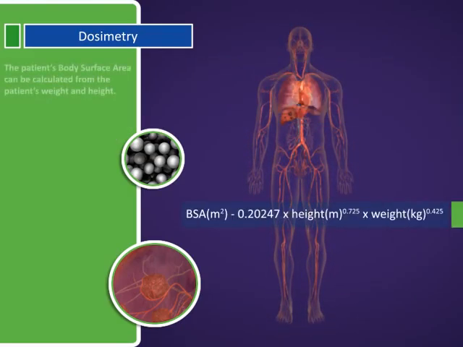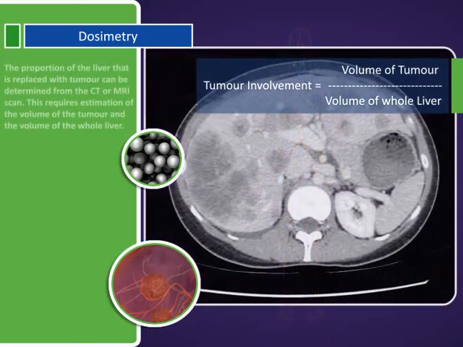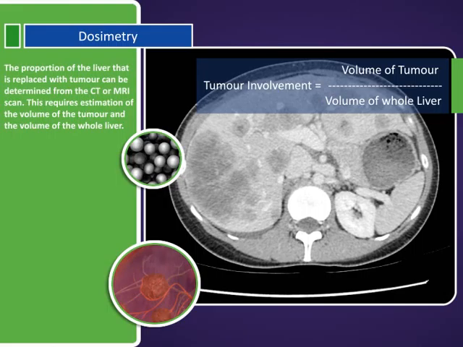The patient's body surface area can be calculated from the patient's weight and height. The proportion of the liver that is replaced with tumor can be determined from the CT or MRI scan. This requires estimation of the volume of the tumor and the volume of the whole liver.